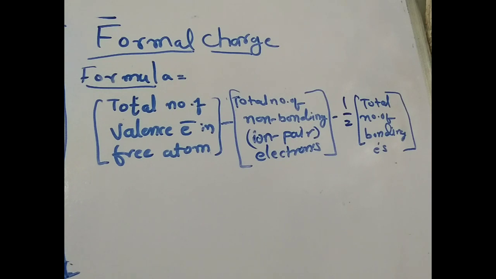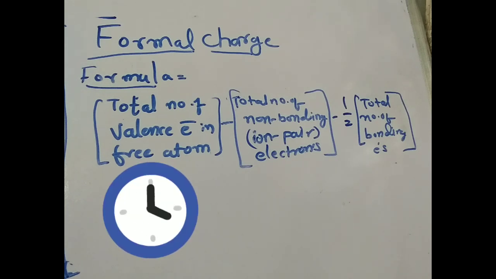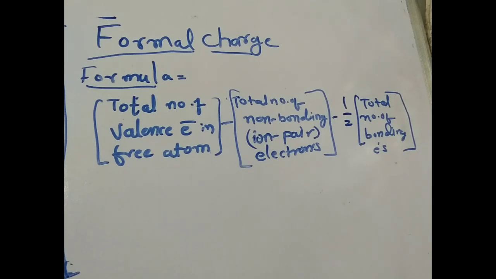Today I am going to discuss the formal charge. In the previous lecture I taught about the covalent bond and how to form an octet. Now today's topic is formal charge. What is the formal charge? When molecules or ions are presented by a Lewis dot structure, the charge on an atom is called the formal charge. Okay, this is the definition of the formal charge.